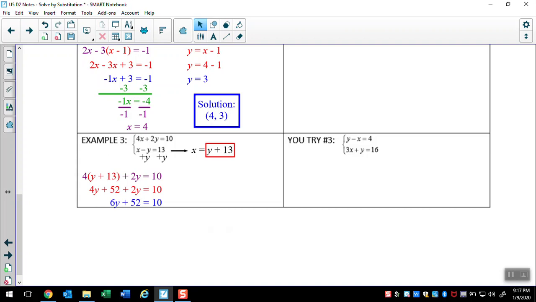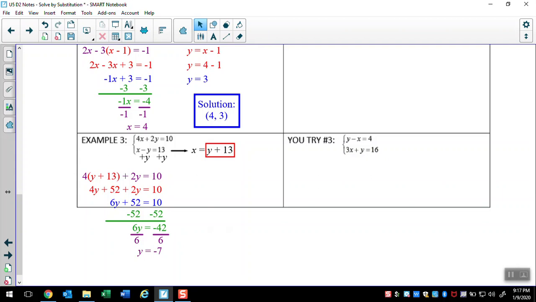Now to solve for y, I can subtract 52 from both sides. I'm left with 6y equals negative 42. And now I can divide both sides by 6. And then we're left with y equals negative 7.